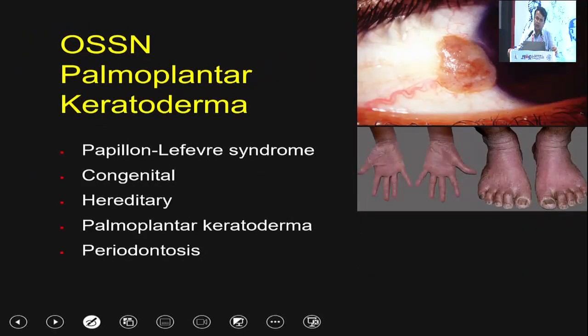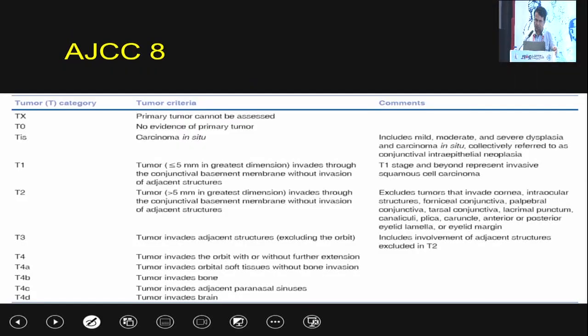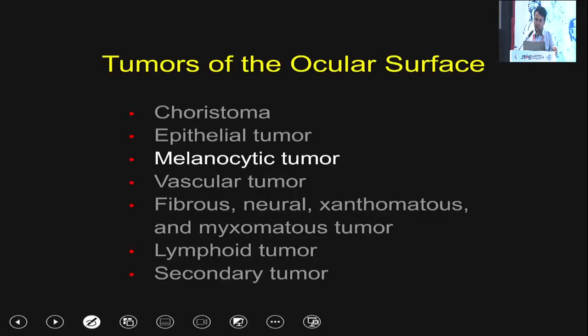This is a case of palmoplantar keratoderma. You can see keratoderma very clearly, and also they have abnormality of the nails as well, toenails, and have ocular surface squamous neoplasia. I'll skip the AJCC8, it is not very relevant to this audience, but I'll very quickly go to melanocytic tumors.